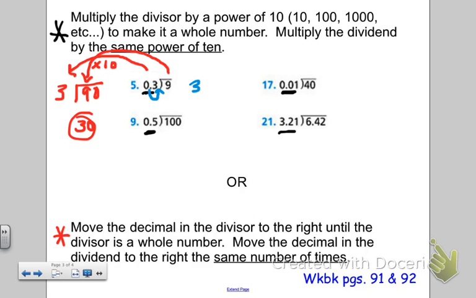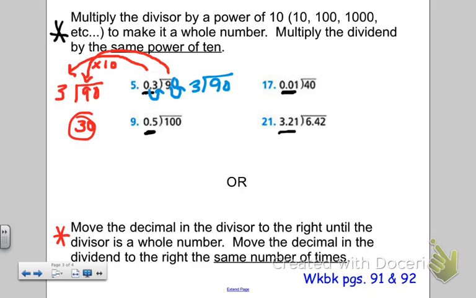Wait a minute, where is the decimal point in the 9? Oh, that's right, 9's a whole number, so I know the decimal point is to the right of it. I just don't always write it in, but I know it's there. I move that to the right. I might have to put a little 0 in there so I have something for the decimal point to kind of scoop around. And now I have 90. There's that problem. Let's take a look at number 9 now.